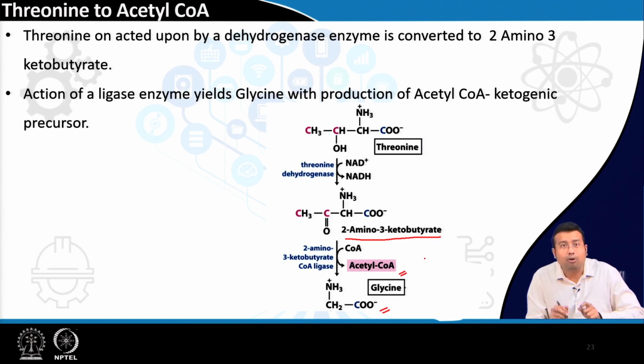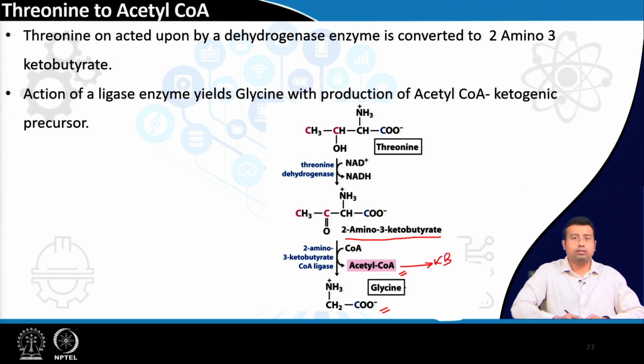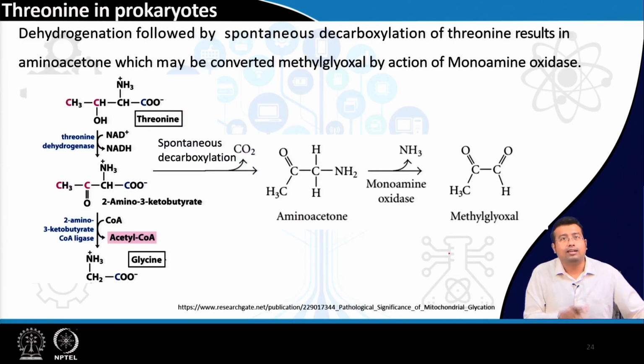This is very important because this acetyl coenzyme A serves as a precursor for production of ketone bodies. So, thus threonine actually plays a role in ketogenicity. We already know how it becomes glucose by propionyl CoA to succinyl CoA.